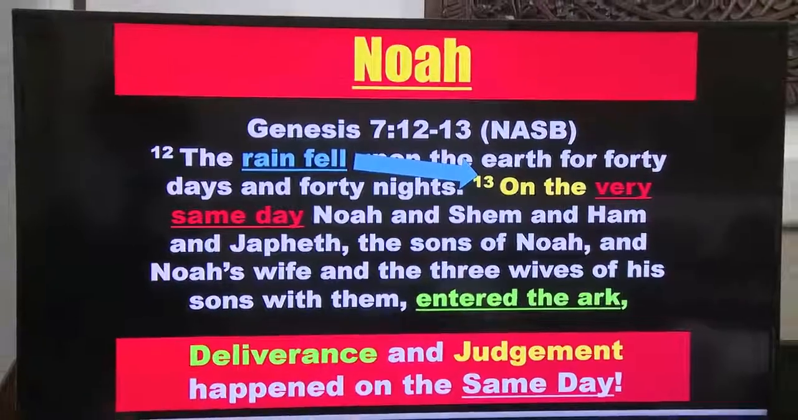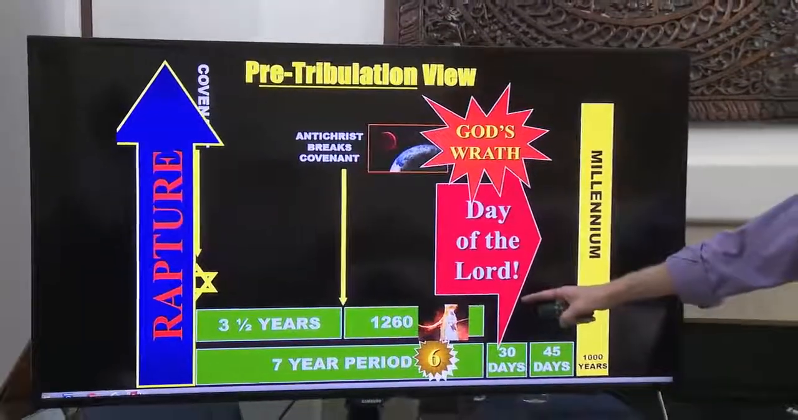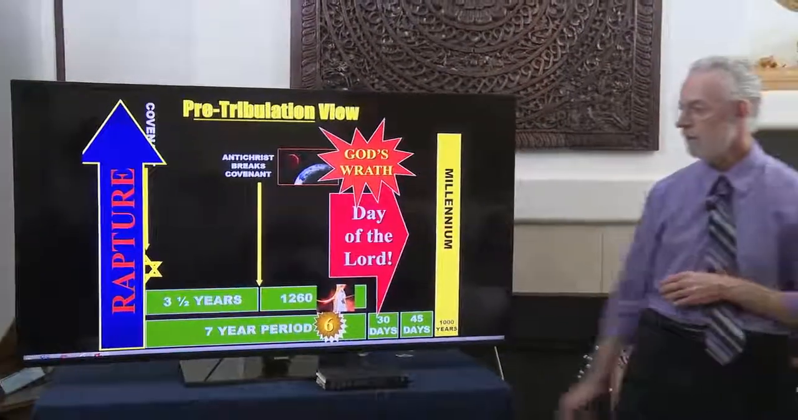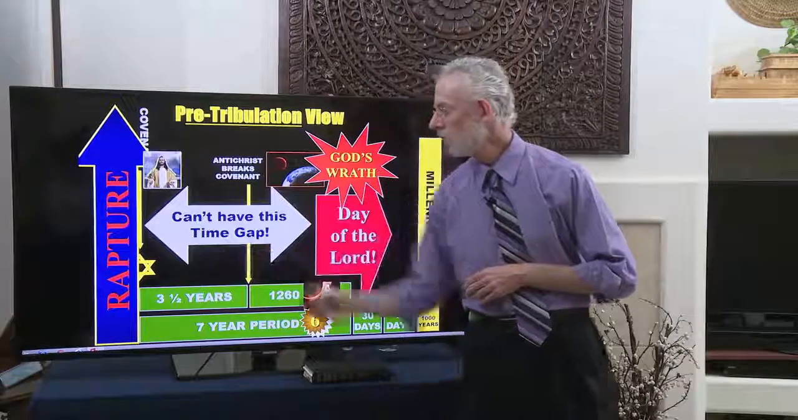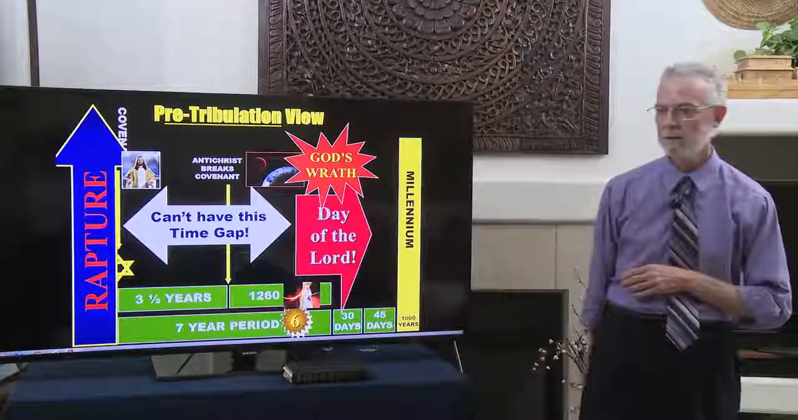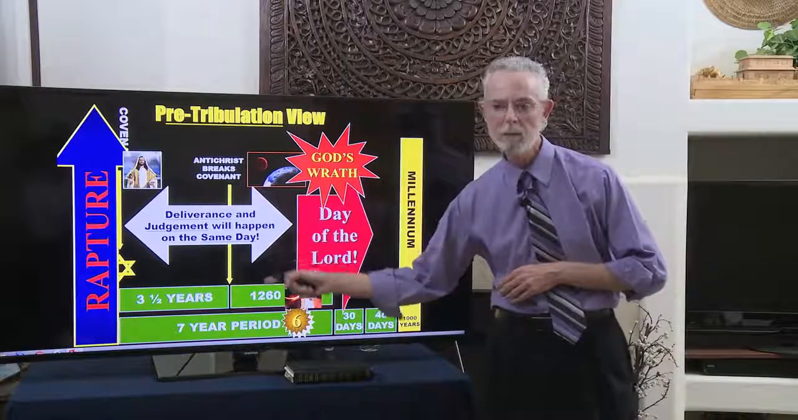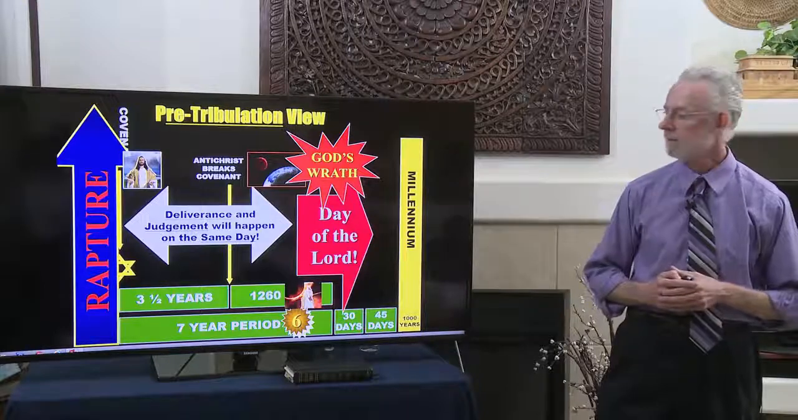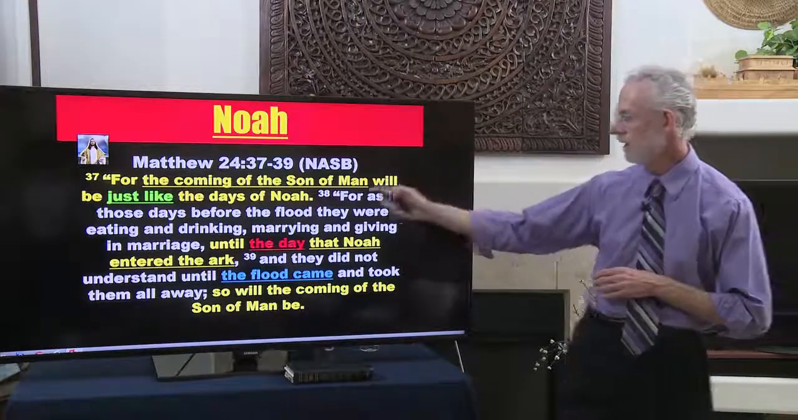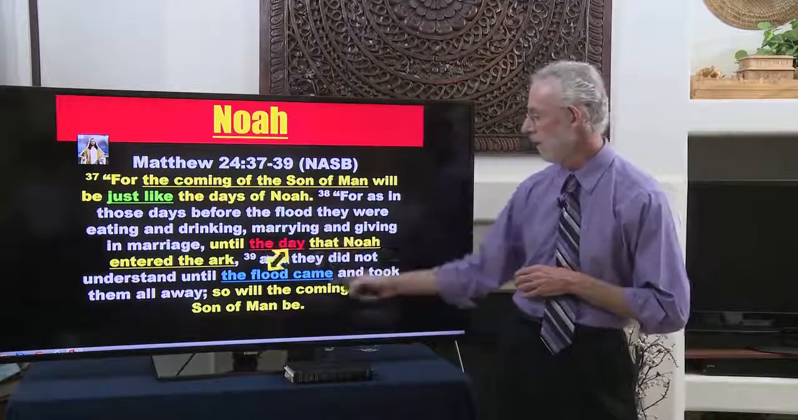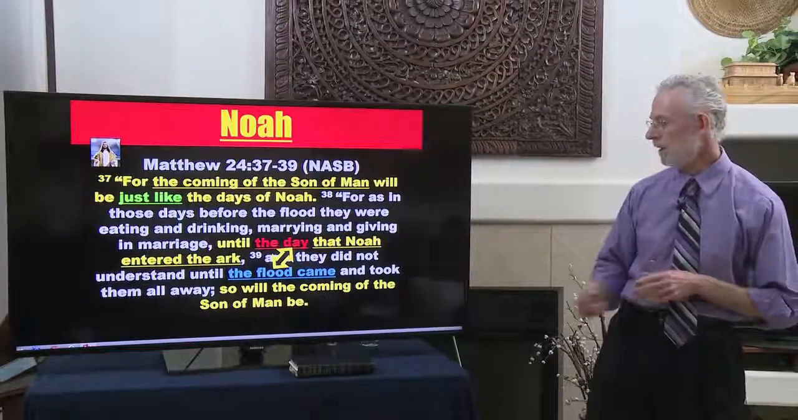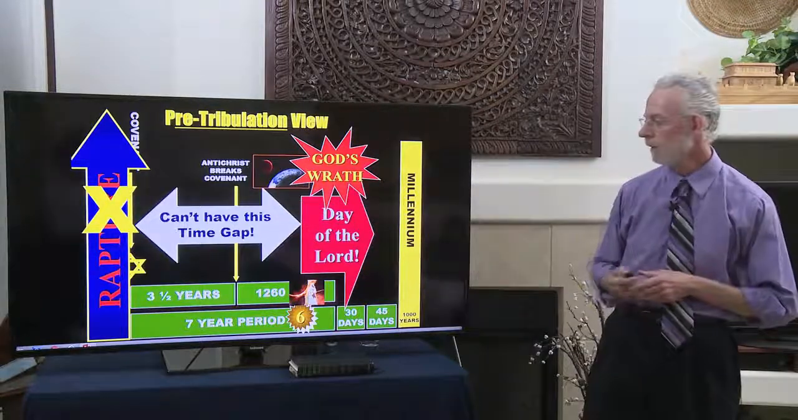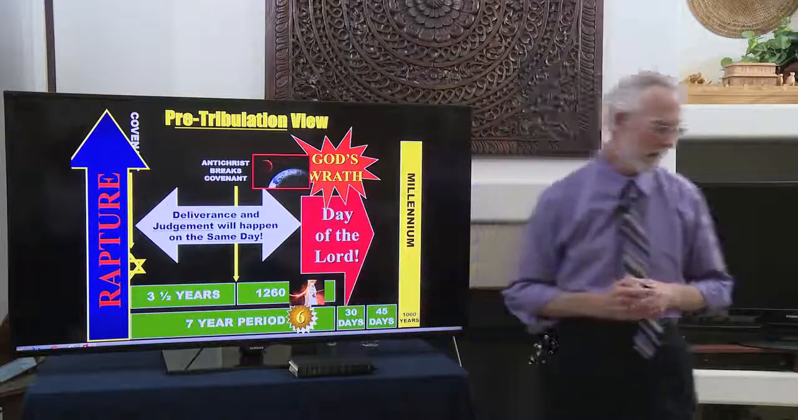Well, watch this. Ready? We've already seen that God's wrath starts over here. The day of the Lord starts over here with the breaking of the sixth seal. So you know what that means? It means you can't have the rapture over here. Because according to Jesus, you can't have that time gap. Why? Because deliverance and judgment will happen on the same day. Wow. Let's go back to that again. Jesus said that his coming will be just like the days of Noah. The flood came on the day that Noah and his family went into the ark, right? Can't have the rapture over there, folks, because you can't have this time gap. We have to have deliverance and judgment on the same day.